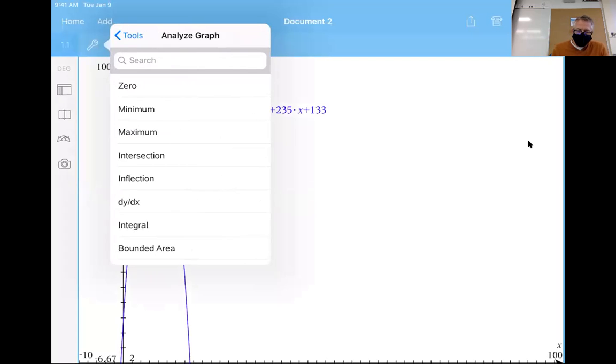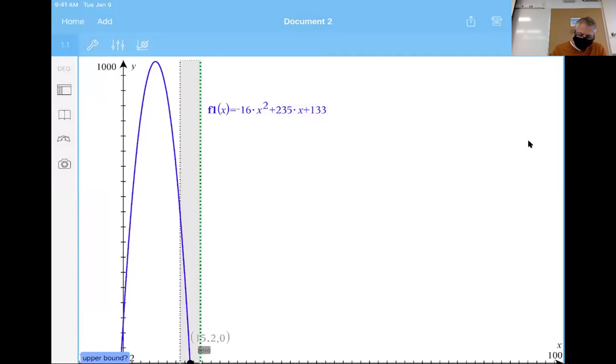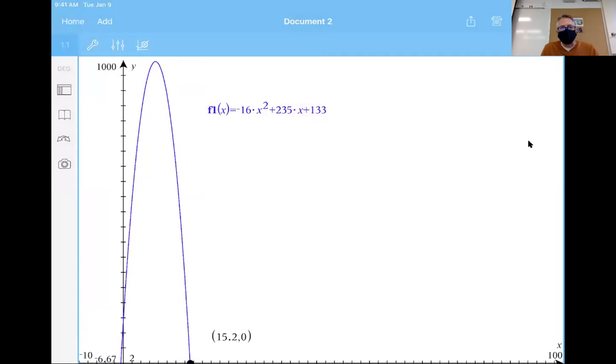And I want the 0, the top thing. And it brings up this line here. So I'm trying to find this x-intercept down at the bottom. So I need to move to the left of it and let go, and then move to the right of it. And I have 15.2, 0. So that means it was in the air 15.2, and I didn't give a reference, but let's call it seconds. And it would be at a height of 0, meaning it's on the ground.